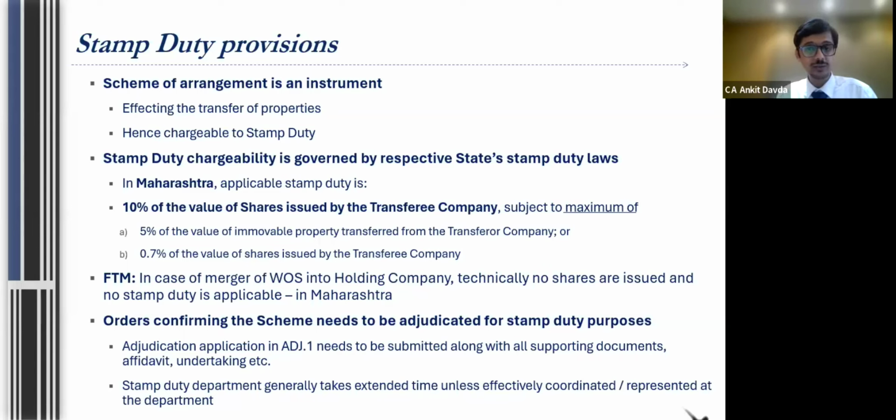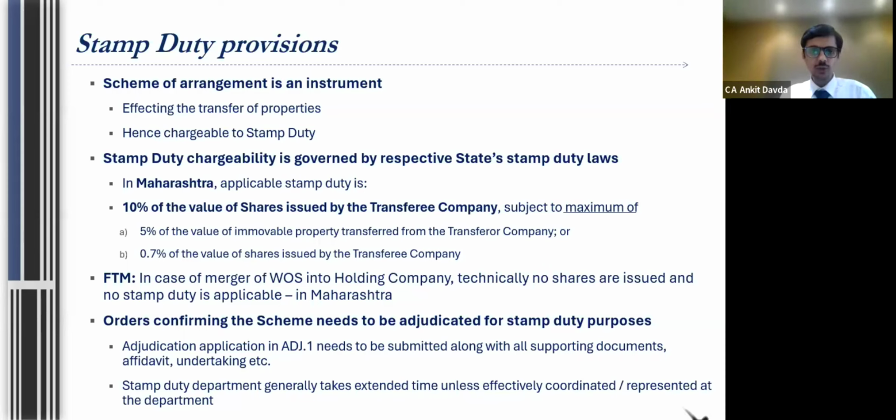Otherwise, an order may be passed even after 2 years, and at that time, you may have substantial liability also. Practically, we have seen this is one department where you need to pay more attention to get the adjudication done as soon as possible. So I think these were the stamp duty provisions. Generally, a scheme is an instrument chargeable to stamp duty. There are specific stamp duty laws under the respective states which provide for the quantum of stamp duty payable on such transactions.